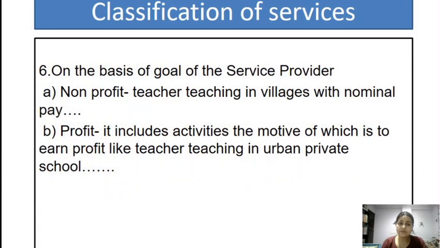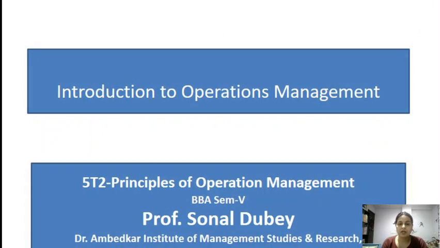The next classification is on the basis of the goal of the service provider. Sometimes services depend upon the goal of the service provider. First is non-profit. All the non-profit organizations work on this basis, and some are profit making. The activities and the motive of which is to earn profit, like tuitions or teachers teaching in urban private schools, or any type of services where the goal of the service provider is to make profits.